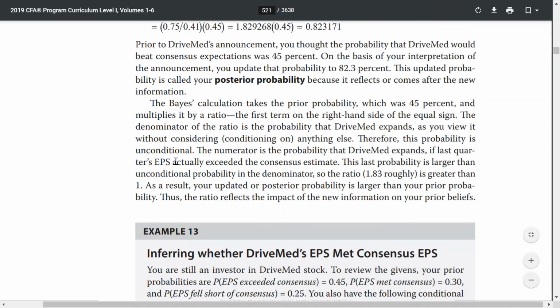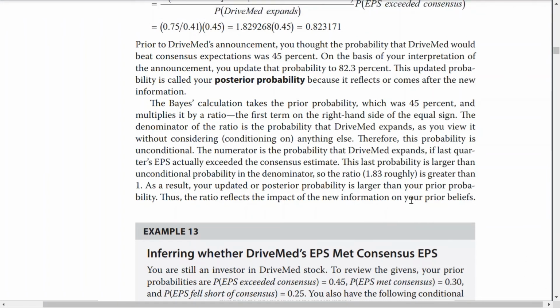The numerator is the probability of DriveMed expanding if last quarter's EPS actually exceeds the consensus estimates. This probability is larger than the unconditional probability in the denominator, so the ratio, roughly 0.383, is greater than 1. As a result, your updated posterior probability is larger than your prior probability. Thus, the ratio reflects the impact of the new information on your prior beliefs.